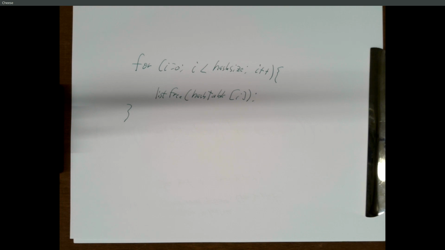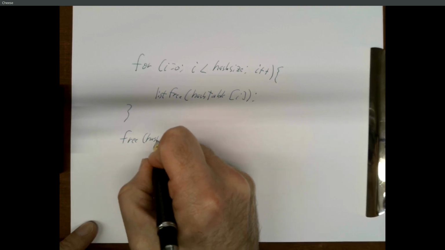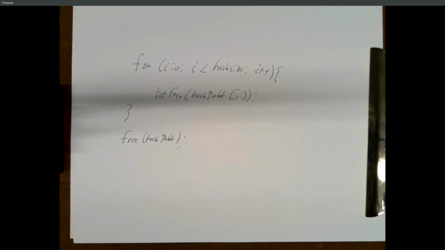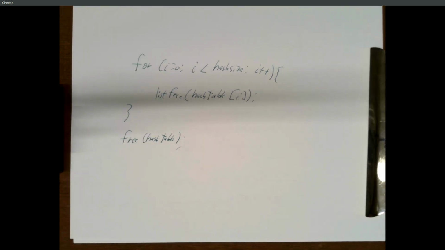So that will free hash table 0, hash table 1, through hash table 99 if we've got 100 things in our hash. And then when you're done, call the actual free function to free this array which you dynamically allocated in your hash init. All right, that's an array of hash entries. Just pass that to free.